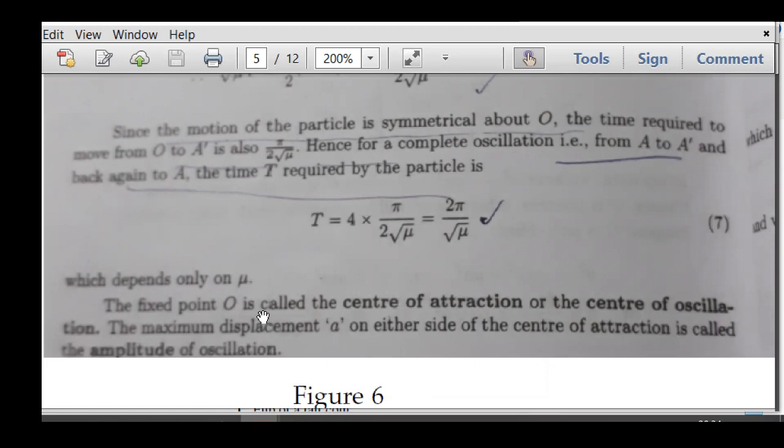Now some nomenclature. There is some notation or some name you have to keep in mind. The fixed point O is called the center of attraction or the center of oscillation. The maximum displacement A on either side of the center of attraction is called the amplitude of the oscillation, as I already said. And the simple harmonic motion is just said to be oscillation. Simple harmonic oscillation is the main or standard thing.